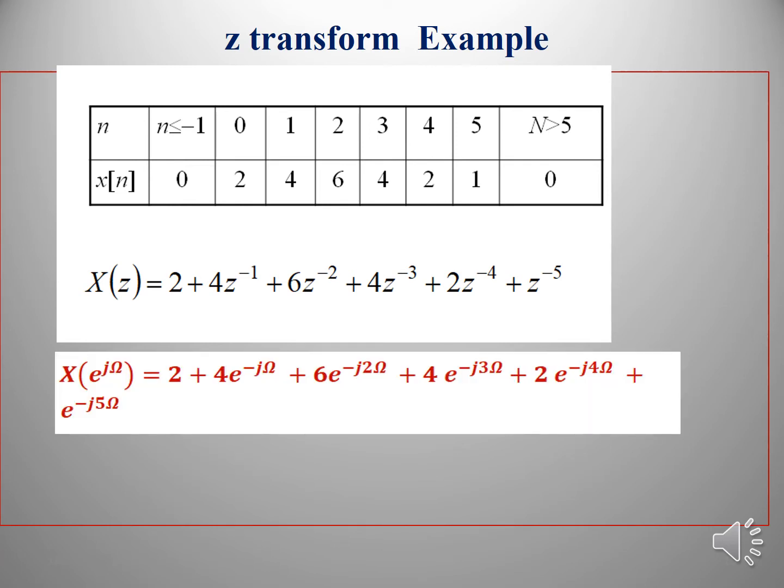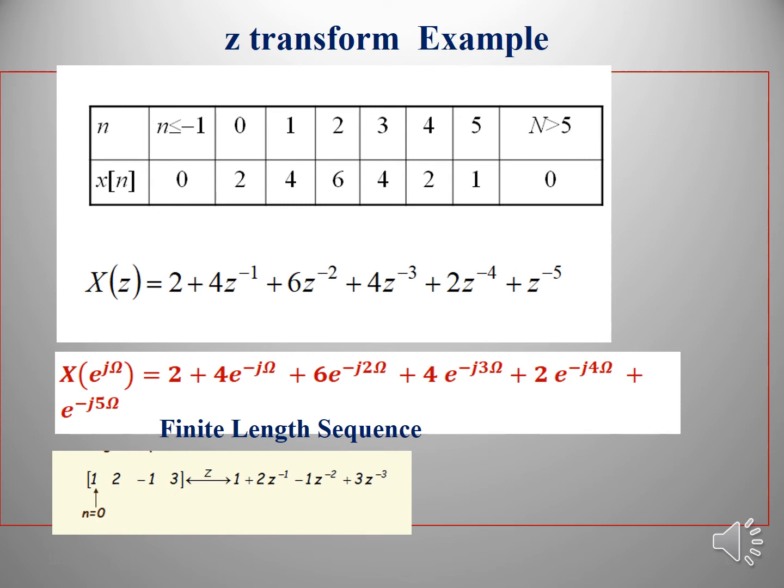The same could be converted into the DTFT, assuming the expression to be absolutely summable or the system to be stable, resulting in x of e j omega is going to be equal to 2 plus 4 into e power minus j omega plus 6 into e power minus j2 omega plus 4 into e power minus j3 omega plus 2 into e power minus j4 omega plus e power minus j5 omega. This is exactly the conversion from the Z transform to the DTFT, which appears to be quite simple if it satisfies the absolutely summable condition.